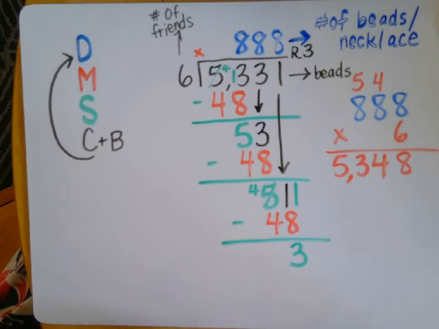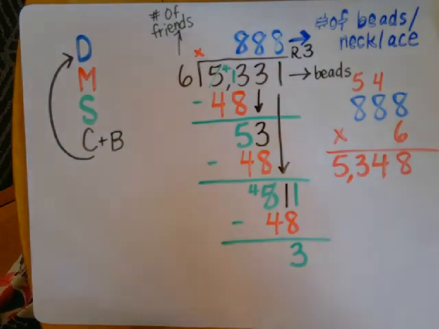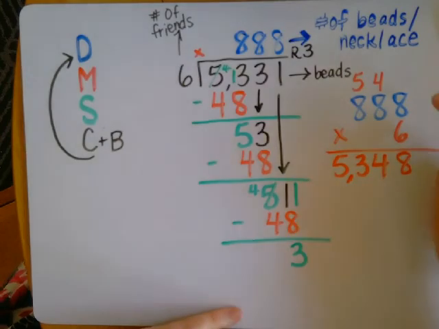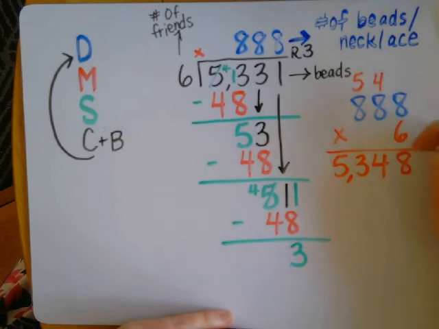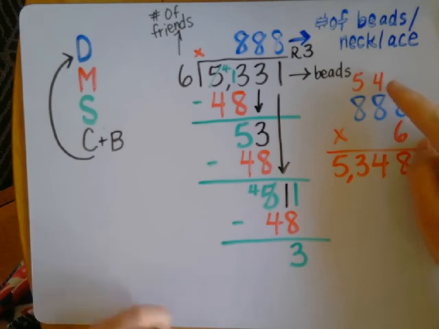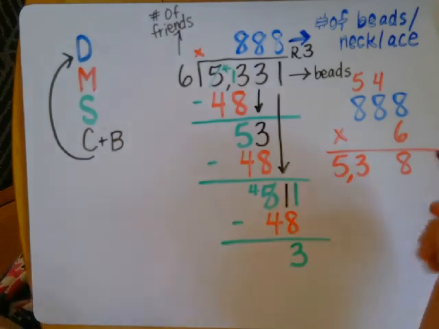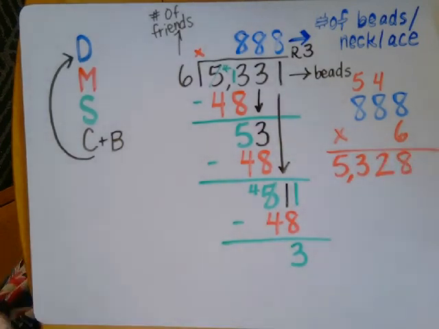What did I do wrong? 6 times 8 is 48. 8 goes down there. 4 goes up there. 6 times 8 is 48. Oh, 48 plus 4 more is 52, so that should have been a 2. Whew. Okay, it's always good to check your work. My apologies.